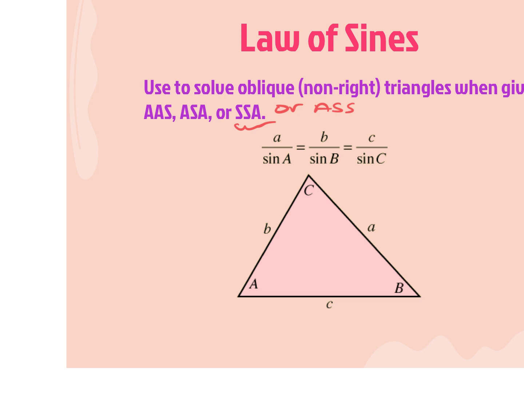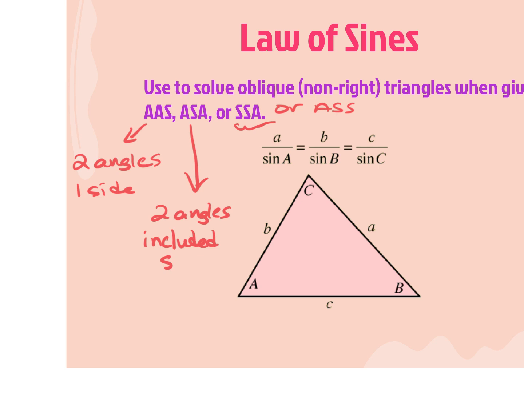So for this one, you're going to be given 2 angles and any one of the sides, and then one side. For this scenario, notice the S is in the middle of the capital A's, so this must be 2 angles, and the side that's given must be the included side because it's in between the 2 angles. So it's going to be the side that'll be in between the 2 angles that are given.